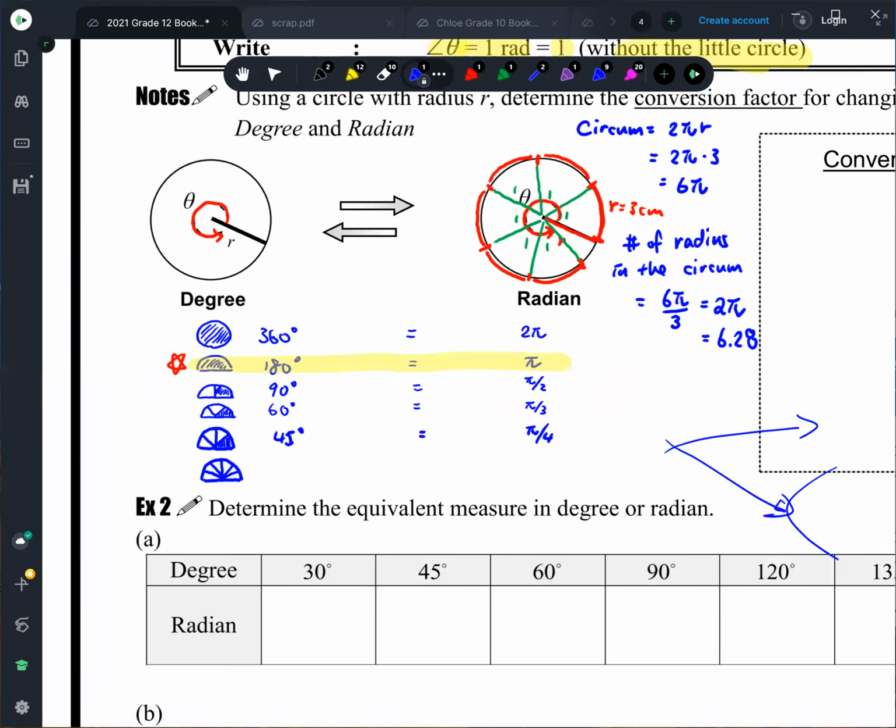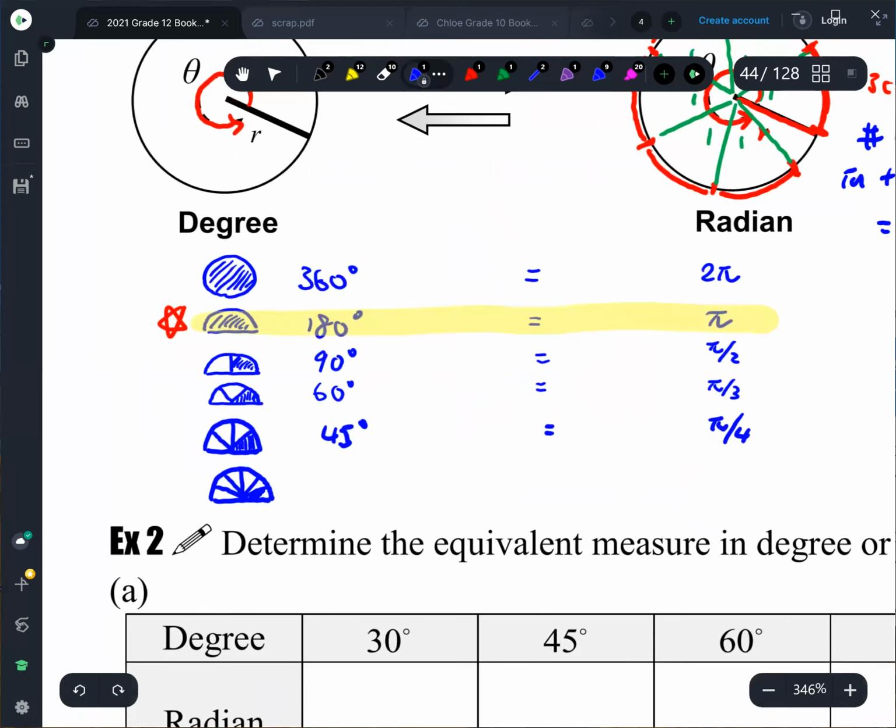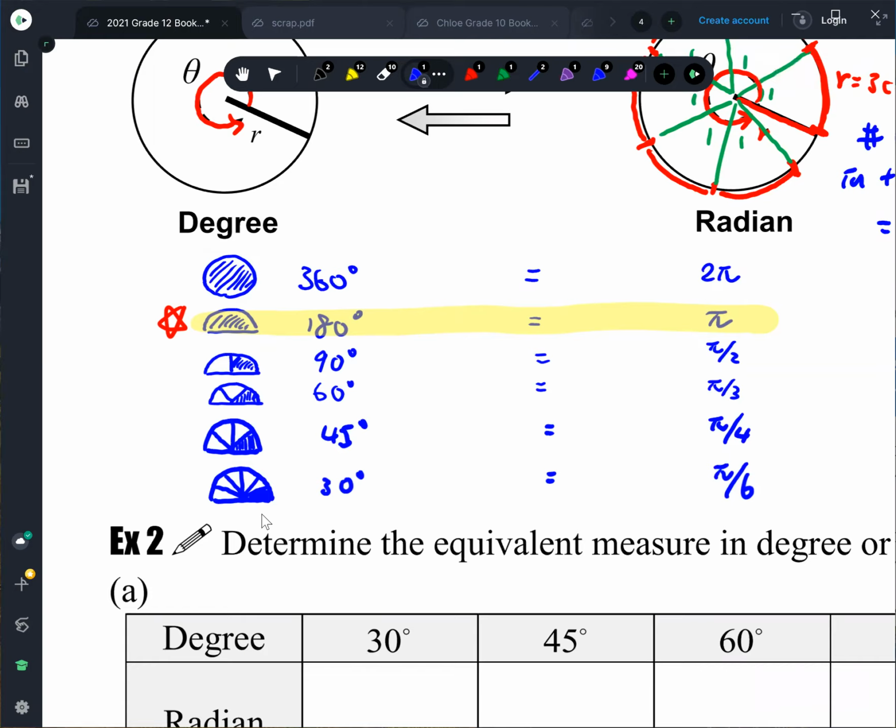All right. So last part, you have this one. How big is that one in degree now? Now, Chris. 30 degrees. Yeah. 30 degree. And what would that be in radian? Still you, Chris. Pi over 6. Pi over 6. Okay, we cut it into 6 pieces. Okay, 180 divided by 6 is 30 degree. So pi divided by 6 is 30 degree.